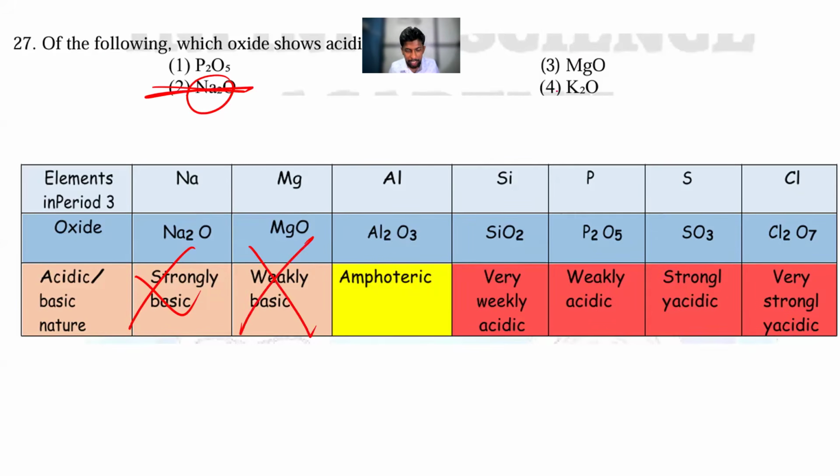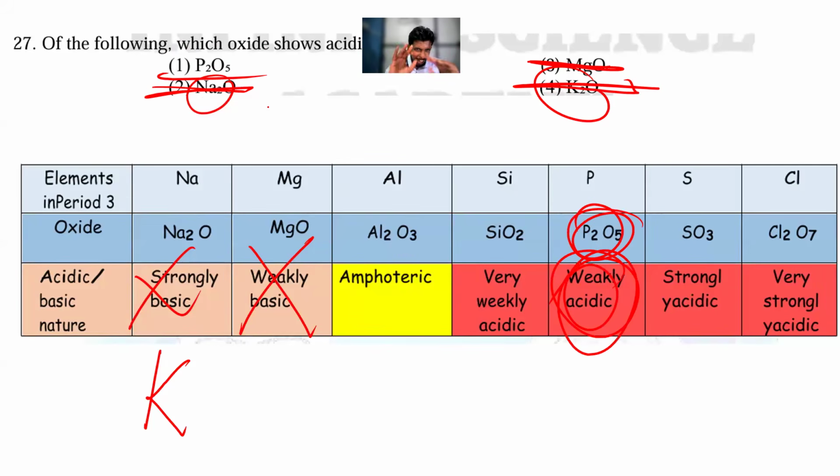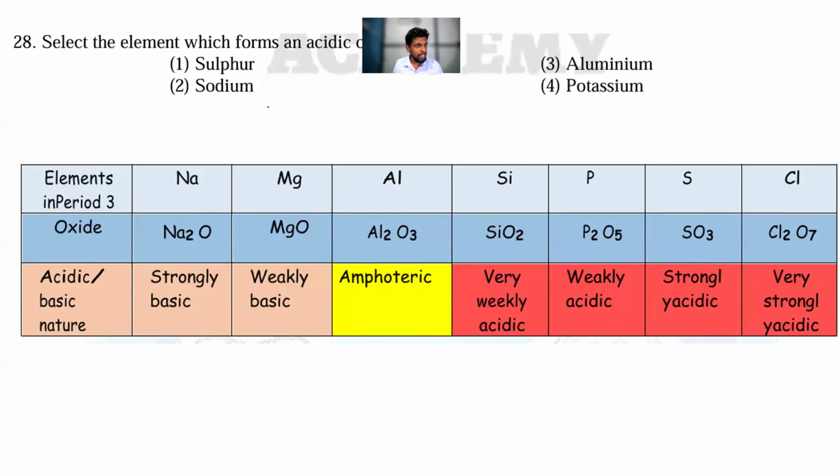MgO, that is also base, so that is not the answer. K2O, you know, K means that is potassium. That is below the sodium, right? So that will also be base, also not the answer. P2O5: here we have the phosphorus oxide, acid. They are asking the acidic oxide, right? So that is a direct answer. There is nothing to explain. Now question number 28.